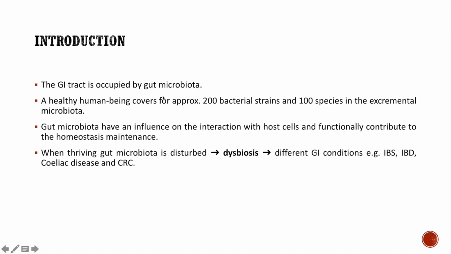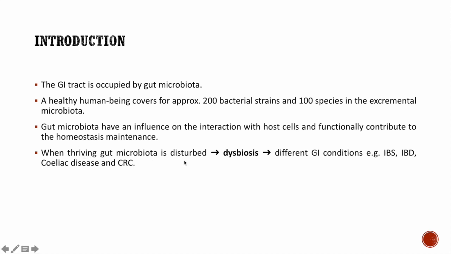The gastrointestinal tract is occupied by a close-packed microbial community named the gut microbiota, accommodating up to 1 trillion microorganisms per gram of colonic content. A healthy human being harbors approximately 200 bacterial strains and 100 species in the fecal microbiota. Gut microbiota influence the interaction with host cells and functionally contribute to homeostatic maintenance.